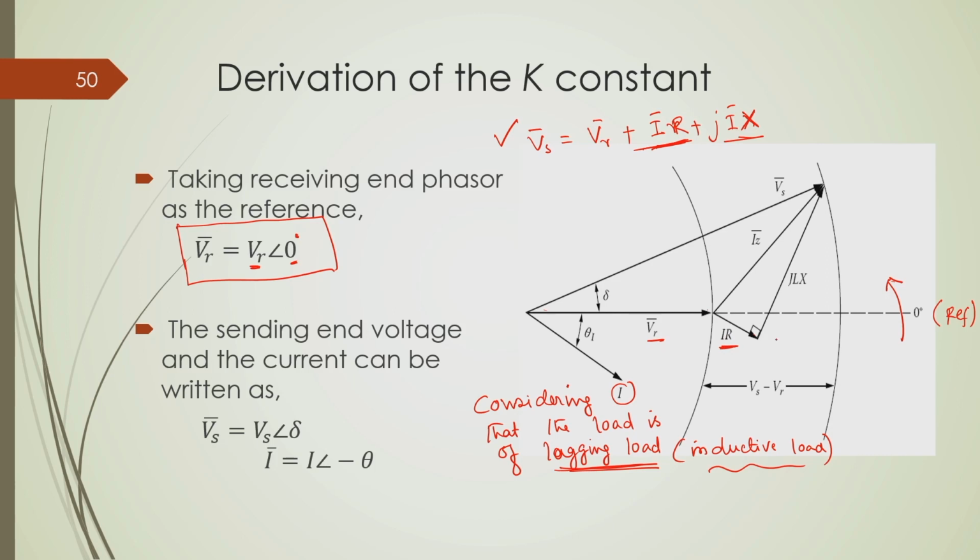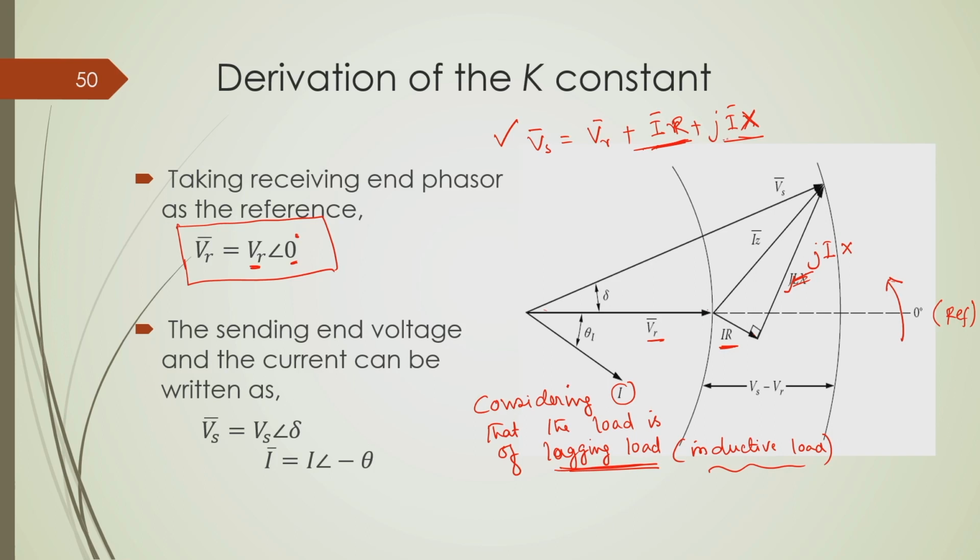So, this IR phasor is basically a scaled value of the I phasor. I is multiplied with some scalar R. Now, what will be this jIx? This is not jLx, this is basically representing jIx.